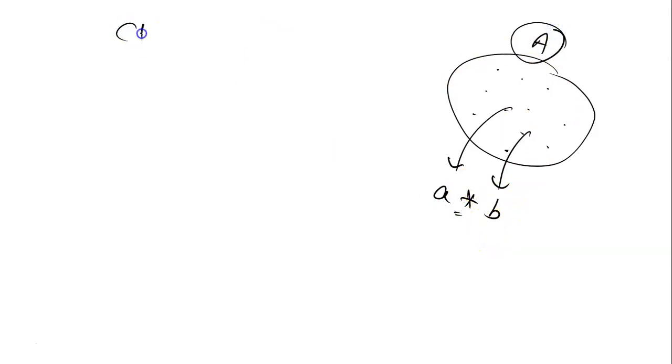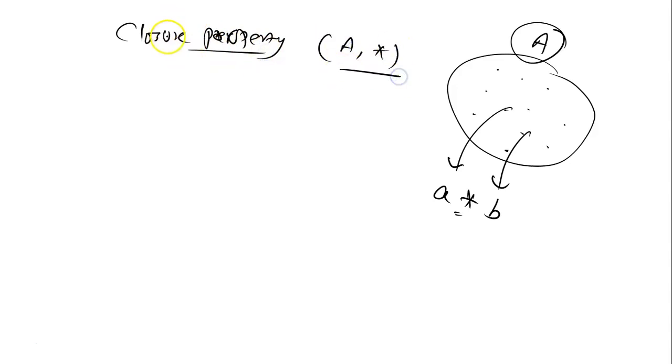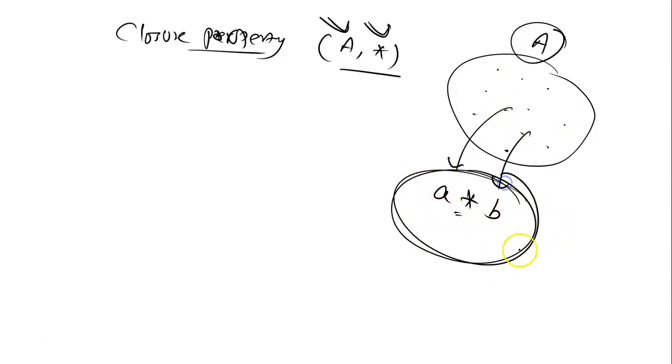For closure property, what 2 things do we need? We need a set and an operation. And we say that this set is closed under this operation if and only if, when you apply this operation on any elements of this set, the result, this A star B, also belongs to this set. Then in that case we say that this set is closed under this operation.